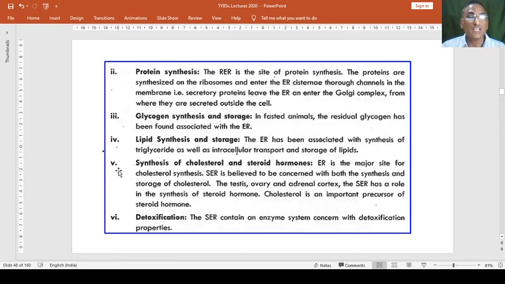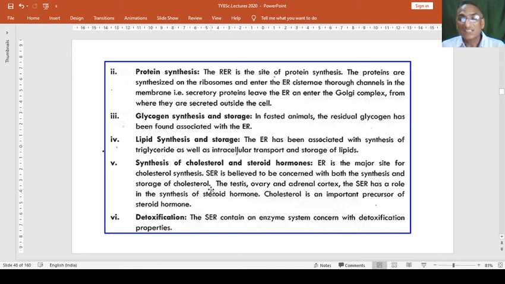So very simple. Fifth function is synthesis of cholesterol and steroid hormones. Once it is forming lipid and protein, naturally the synthesis of cholesterol and steroid hormones are there. Because all hormones are steroidal or fat material containing nature. So ER is the major site for cholesterol synthesis. SER is believed to be connected or concerned with both the synthesis and storage of cholesterol.